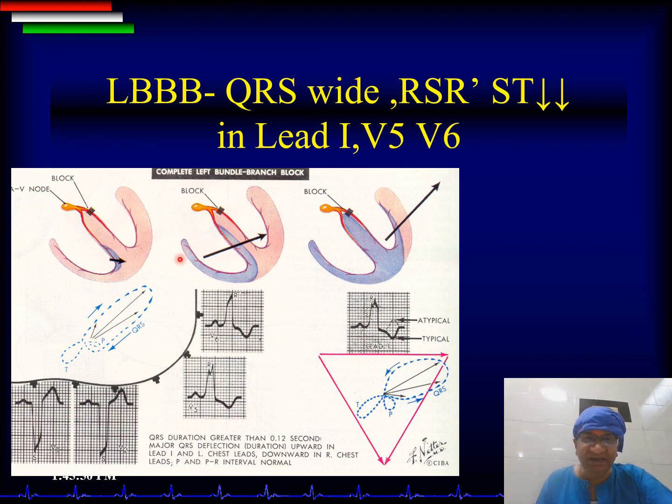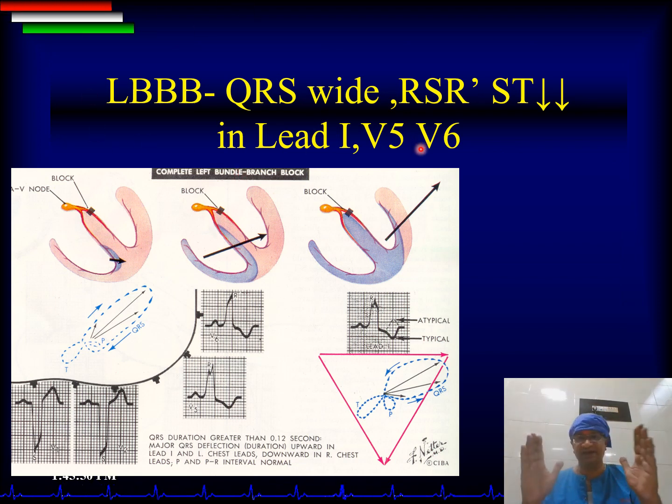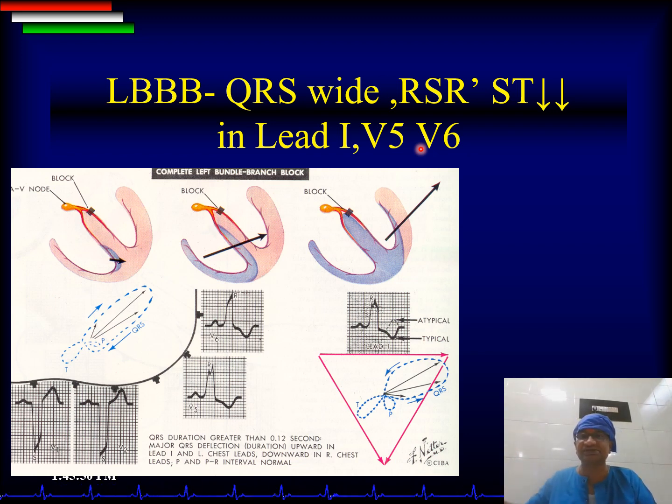Now what is this LBBB? QRS is wide. You get an RSR complex and ST may be depressed. Where do you get it? Left ventricle, V5, V6. You get this, what is known as RSR dash. This is in V5, V6, but it may be inverse in V1, V2. So this is what is classical of LBBB, left bundle branch block.